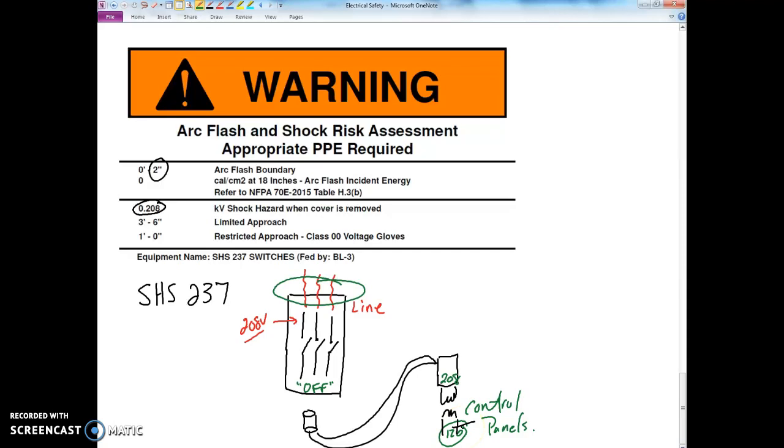But I just want to tell you and reveal to you what the expected flash is in this room. And it is 2 inches at 18 inches from that switch on the wall. There's potential for 0 calories per square centimeter. And so there really is no risk of getting a burn or an electrical accident from a flash standpoint in this room.